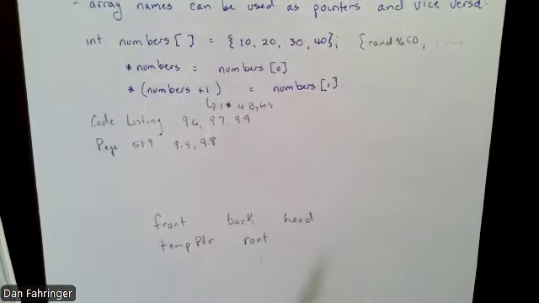If we did this, asterisk numbers plus 1, what would that give me? It would give you numbers at 0 plus 1. It would give me, yeah, the number 11. What's that number sub-zero, plus 1, that would give me 11. This would give me 20.